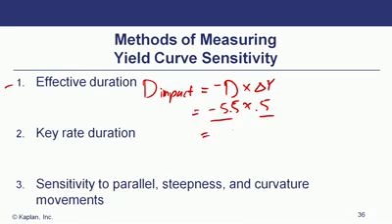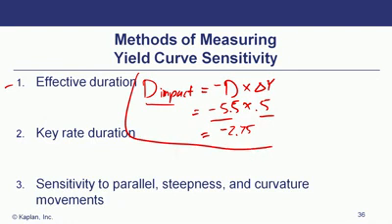So the value of the bond is going to fall, or the value of the bond is going to change by minus 2.75%. Did I do that right? I think so. So if interest rates go up by 0.5% and the bond has a duration of 5.5, then we're going to see the value fall by 2.75. That's the duration impact formula.